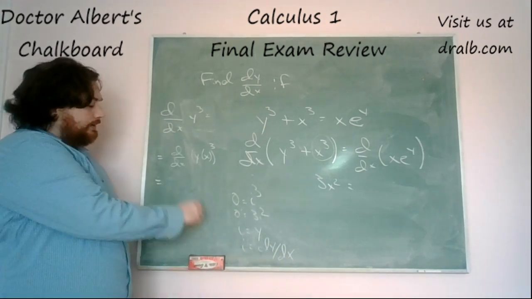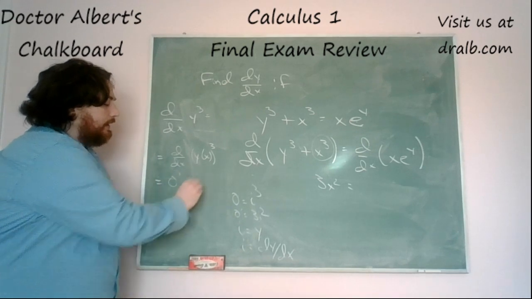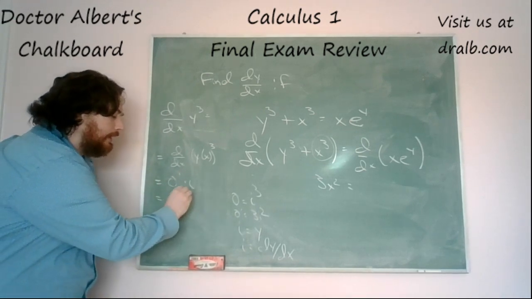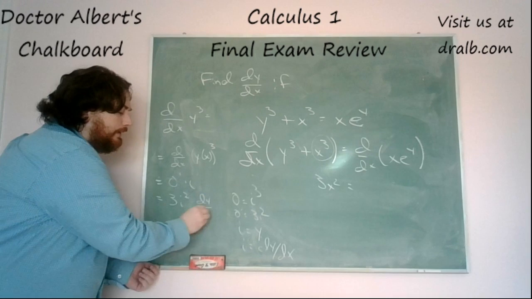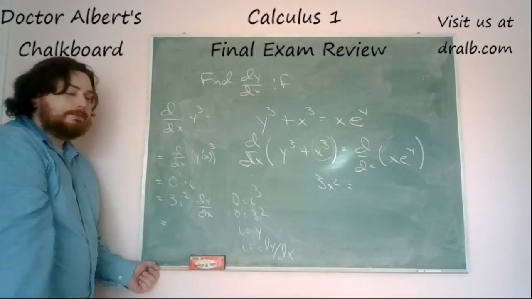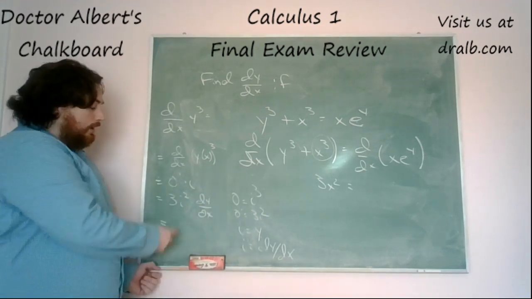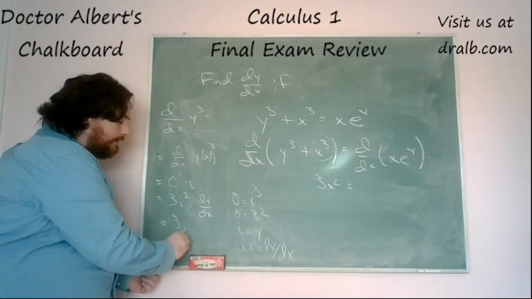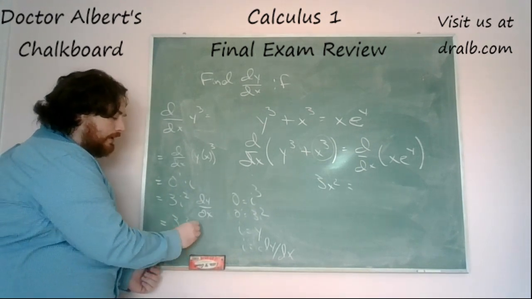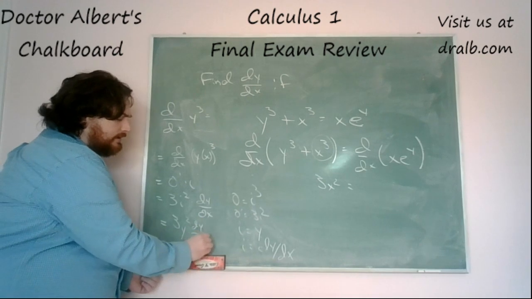So what we get is, using the chain rule, the derivative of the outside times the derivative of the inside, we get 3i squared times the derivative of the inside, which is dy dx. And the last thing we have to do is plug in i, but i is just y, so I get 3y squared dy dx.